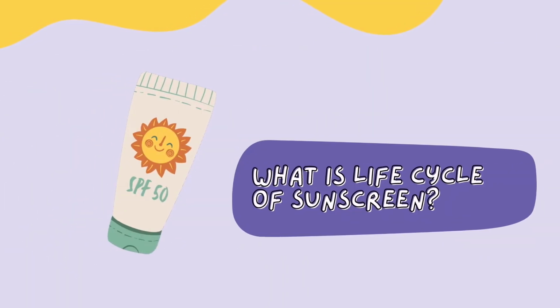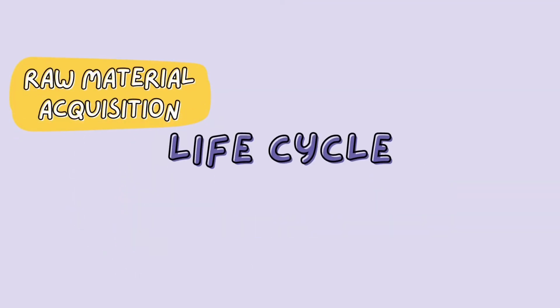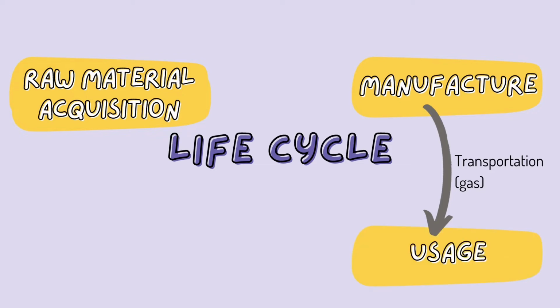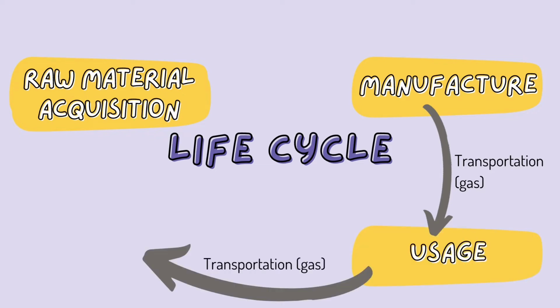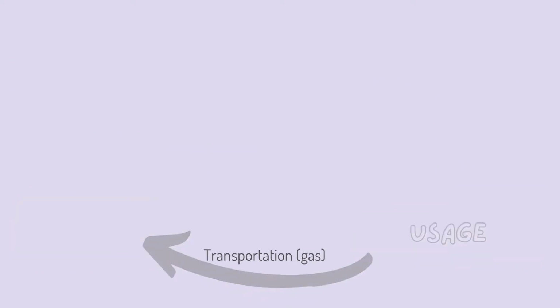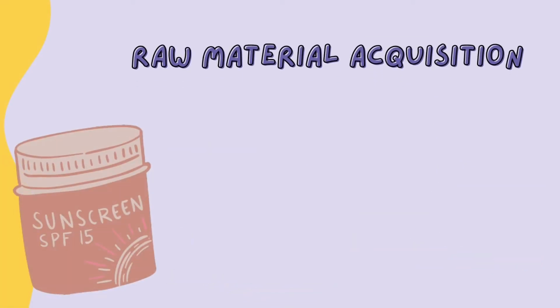But what is the life cycle of sunscreen? The first stage in the life cycle of sunscreen is raw material acquisition. After raw material acquisition, it will be the manufacture stage. And the transportation stage is involved to bring the products to the third stage, usage or consumer. And transportation will be involved too before the end of the life cycle. Now, let's explore one by one.